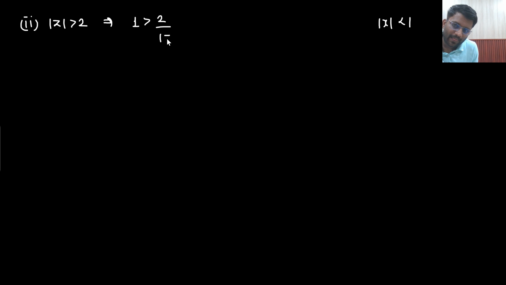The second case is mod of z greater than 2. But sir, I remember the expansions for mod of z less than 1. Now what do I do, sir? What you can do is take mod of z downward, so 1 would be greater than 2 by mod of z. That means 2 by mod of z would be less than 1. So now you can apply the expansion for this condition: 2 by mod of z should be less than 1.